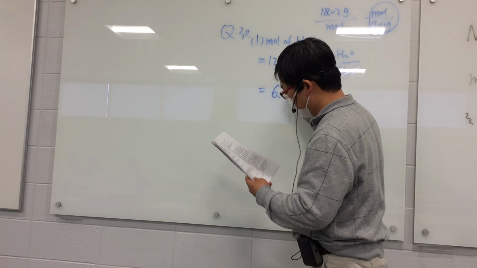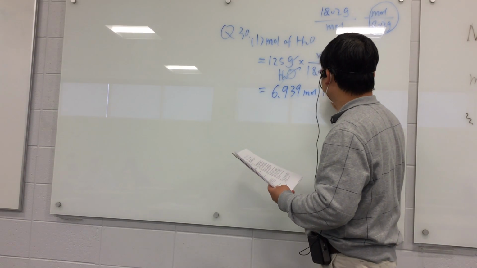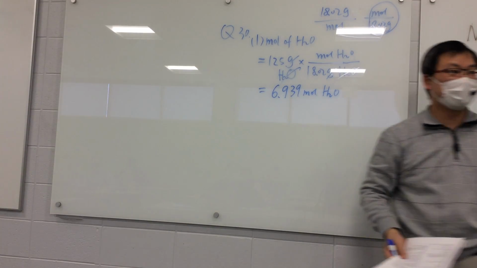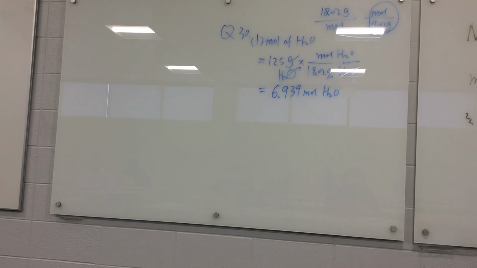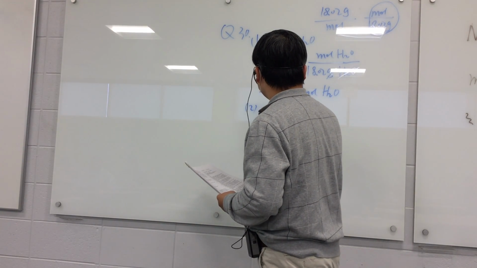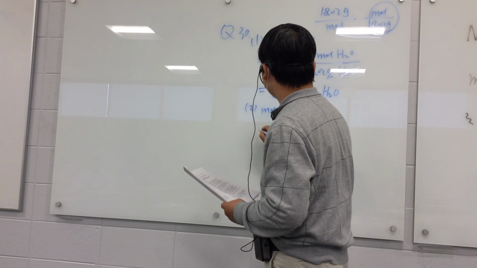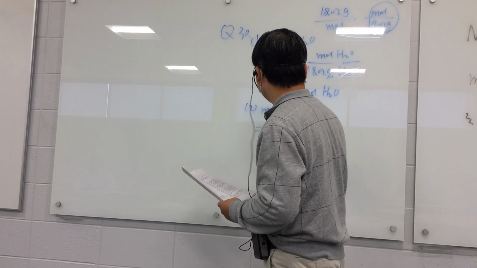So it's 6.939 mole. So anytime you point out one mistake I make, you get one bonus point. And then we calculate the mole of what? Phosphoric acid, 14.5 grams. Sorry.